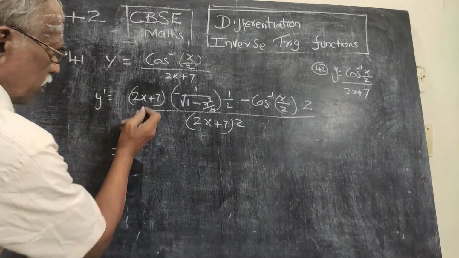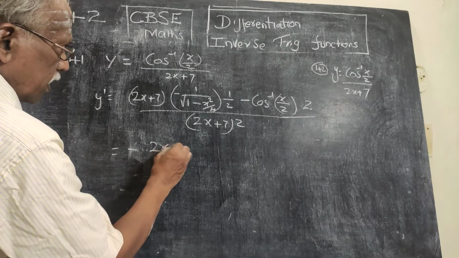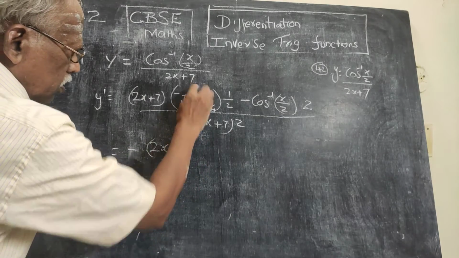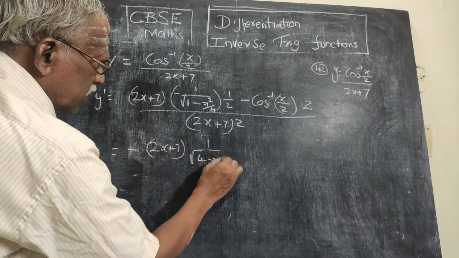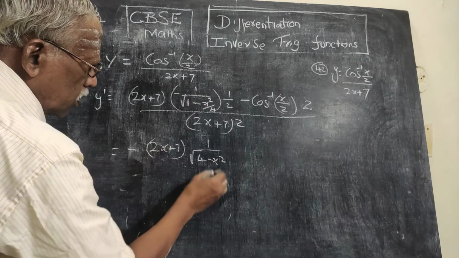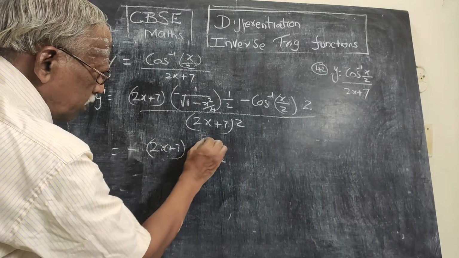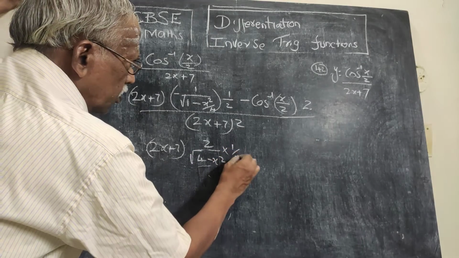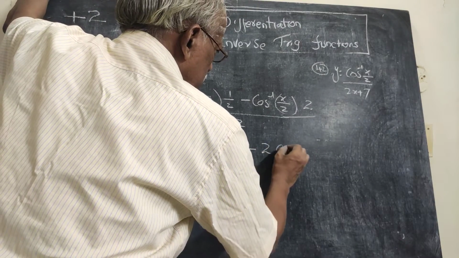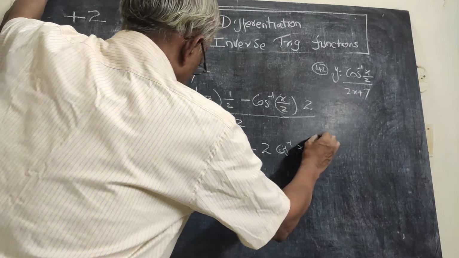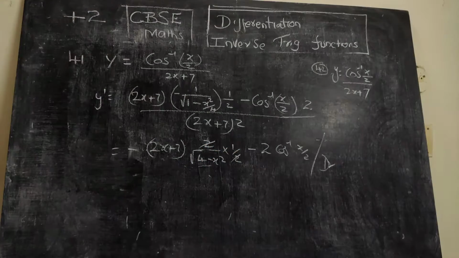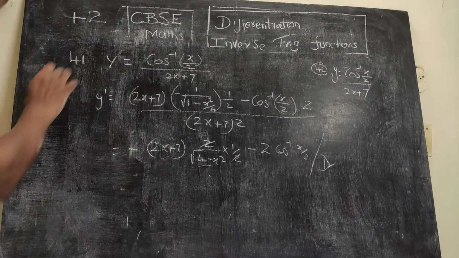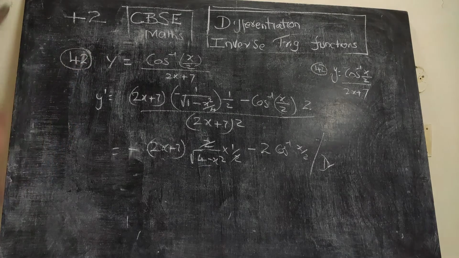So further simplification, minus outside 2x plus 7 times 1 by this on LCM, 4 minus x square, the square root of 4 divided by, here it will come, so it goes up as 2, and 1 by 2 minus 2 times of cos inverse of x by 2, divided by the denominator as it is, so this 2 get cancelled, so the problem is over. This is our 42nd problem. I will go for 43rd problem.